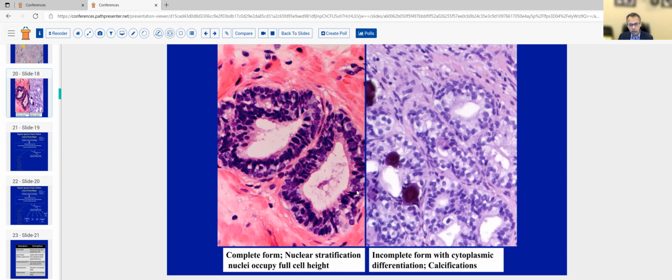But an important pitfall to keep in mind is that prominent nucleoli are very easy to appreciate in basal cell hyperplasia, and that should not be confused with prostate cancer. So again, don't look at any particular feature in isolation. Incomplete form has relatively more cytoplasmic differentiation, so they are sometimes more likely to be confused with prostate cancer if you pay too much attention to the cytoplasm. But again, note the cytoplasm is more clear in nature. And then microcalcifications and this type of hyaline globules are also quite common with basal cell hyperplasia.